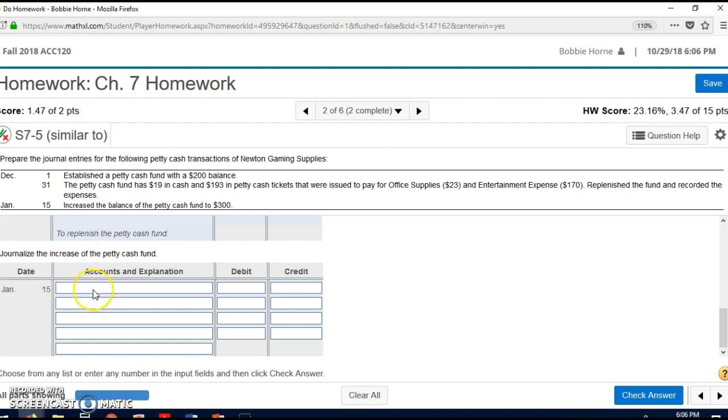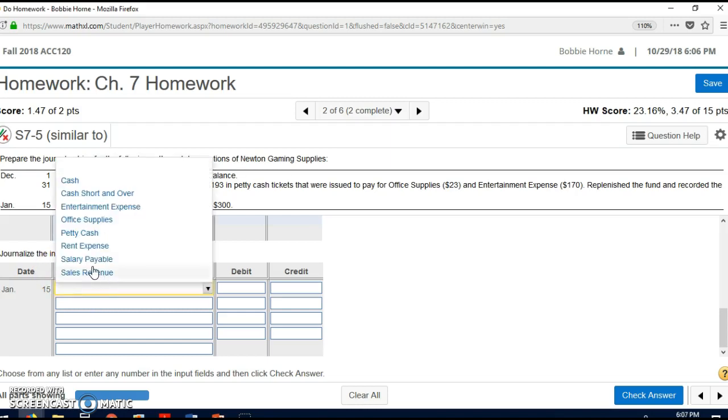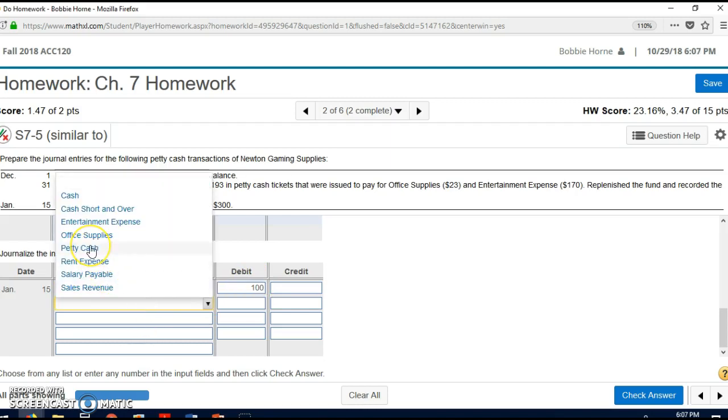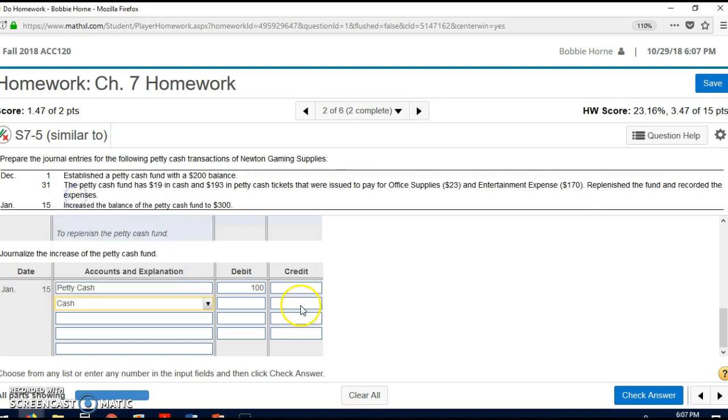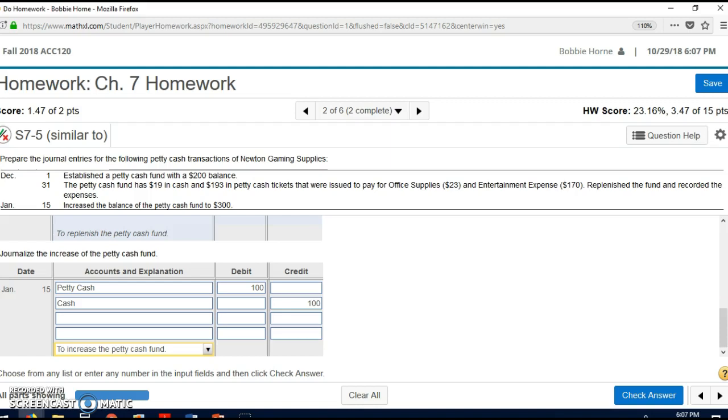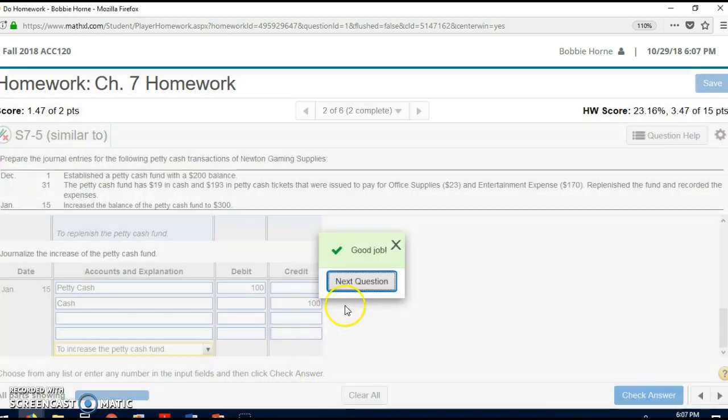Then to increase the petty cash fund, you're going to debit petty cash for $100. And the only time you're going to debit or do anything with petty cash is if you are establishing the fund or increasing or decreasing the balance. That's the only time petty cash would be affected as far as journal entries.